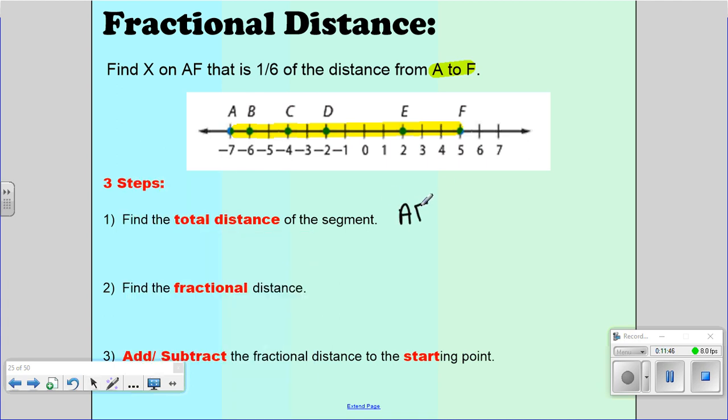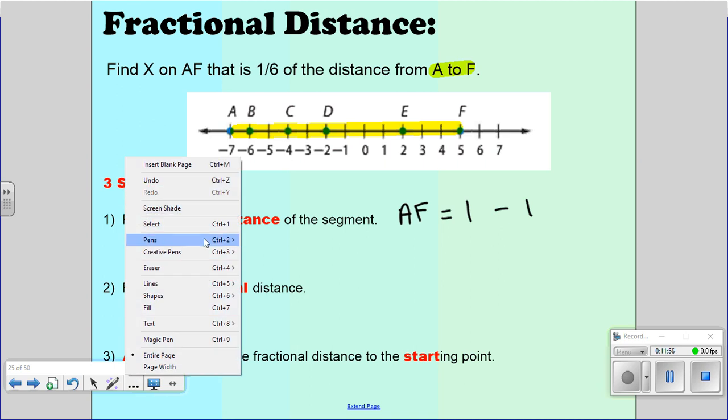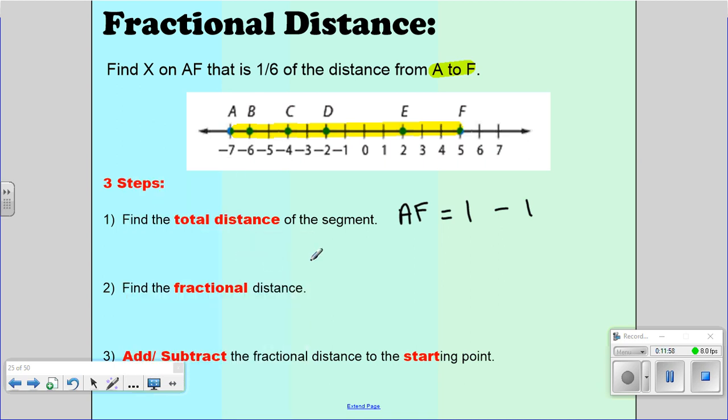So AF, without the bar, means measurement. Distance formula has the absolute value sign and the minus sign. The point furthest on the right is F. It's at 5. A is at -7. So the total distance between A and F is the absolute value of 12, which is 12.